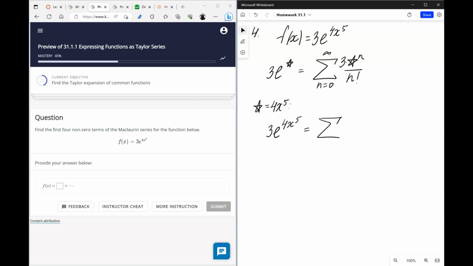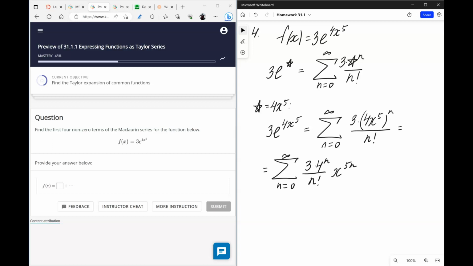On the right side we have 3 times 4x to the 5 to the power n, all divided by n factorial. Simplifying this will give us 3 times 4 to the n over n factorial x to the power 5n.